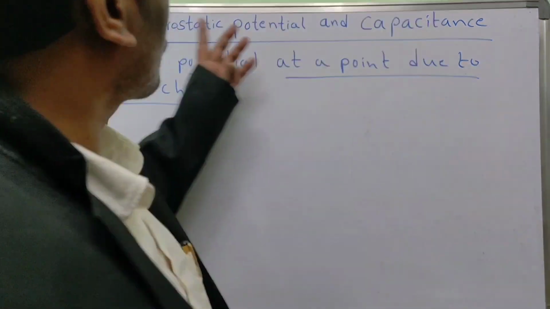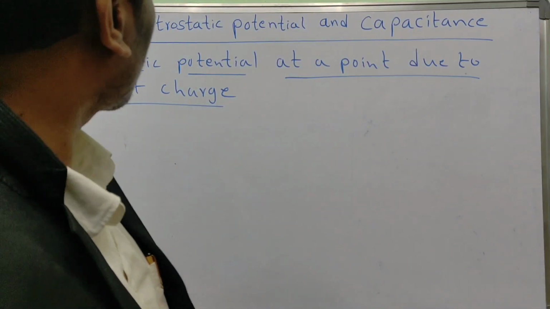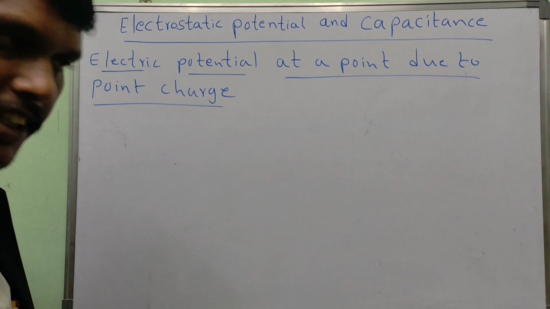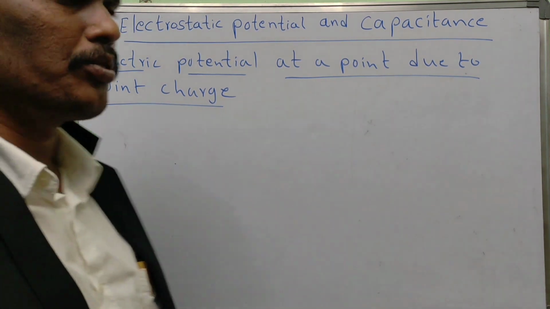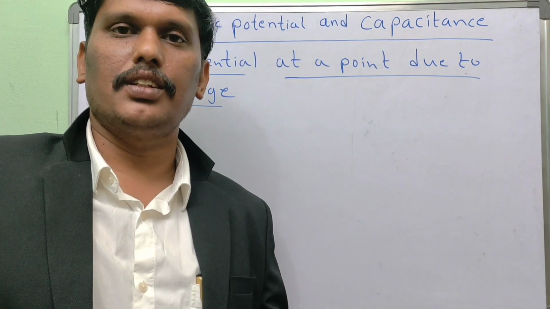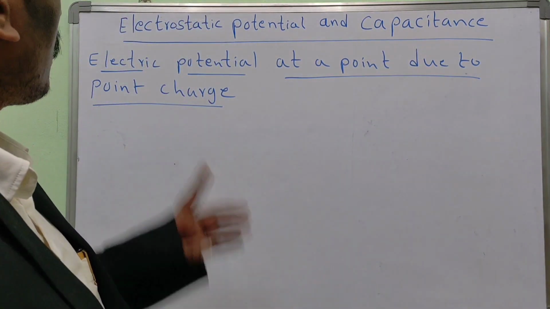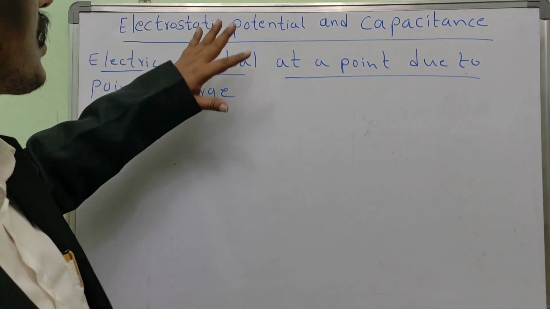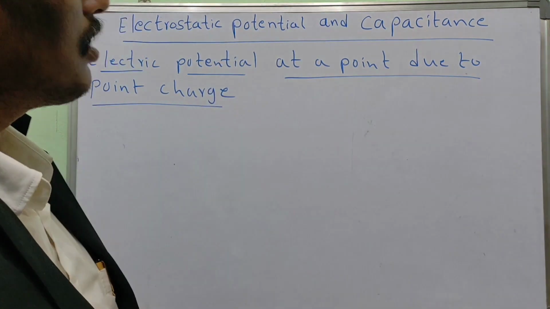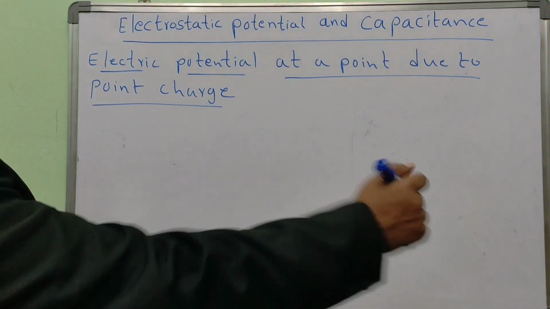Today I am going to discuss electrostatic potential and capacitance, the second chapter in the NCERT Class XII textbook. This is very helpful to you to score marks in the CBSE plus 2 board exams in physics. Here I am going to discuss all the derivations from this chapter, the second chapter in our textbook volume 1.